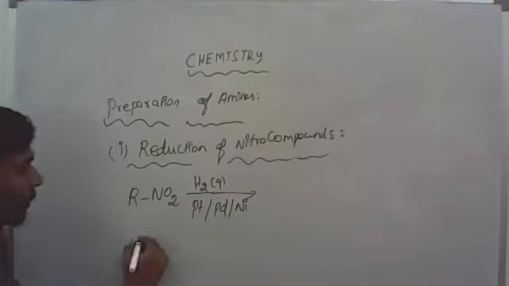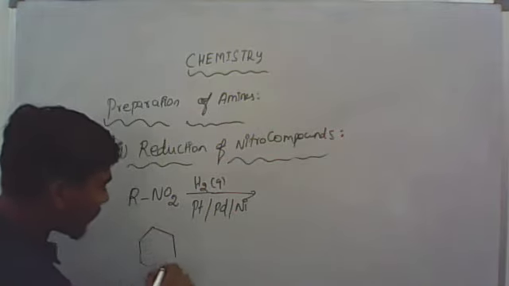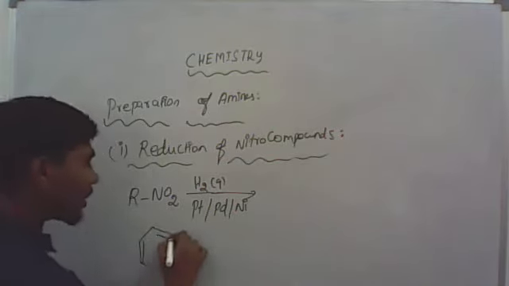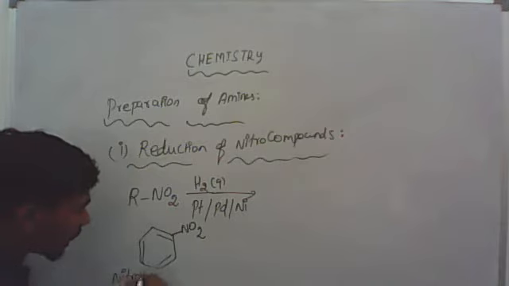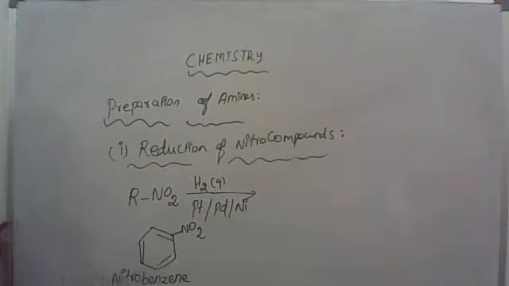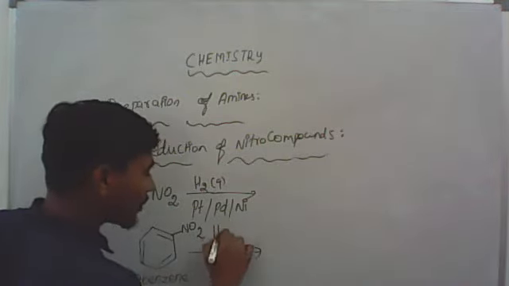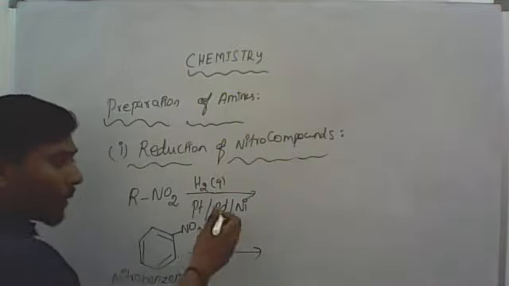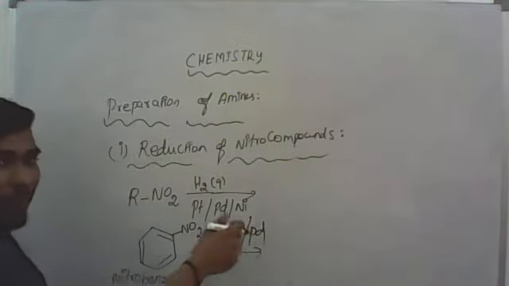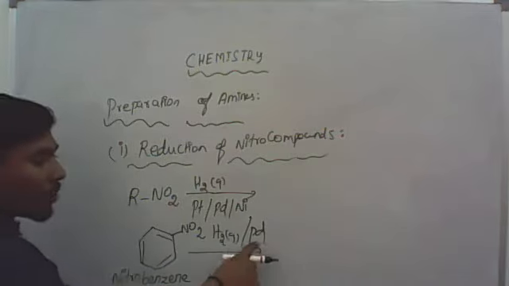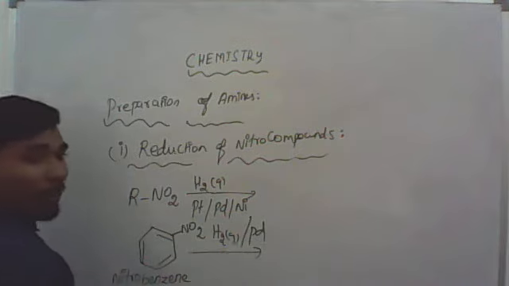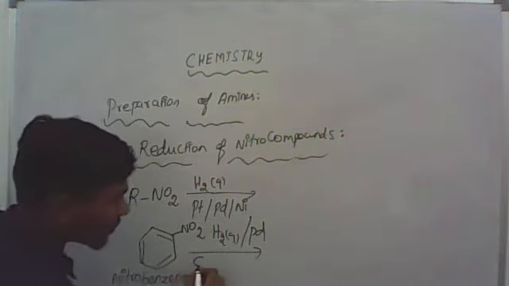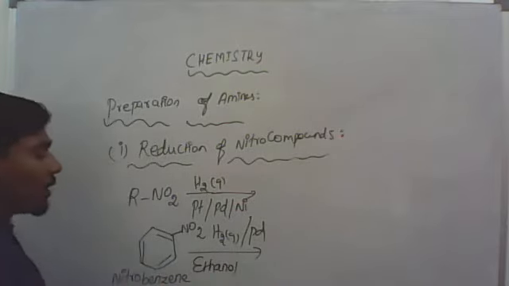See here, I am going to take an example. What is the compound name? This is called nitrobenzene. When nitrobenzene is treated with H2 gas in the presence of palladium based catalyst, out of three metals, we can use any one as a catalyst. Here I am using palladium as a catalyst, and hydrogen gas will be added here, and ethanol is acting as a solvent.